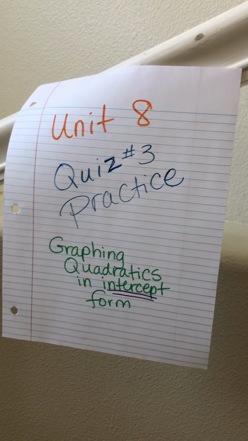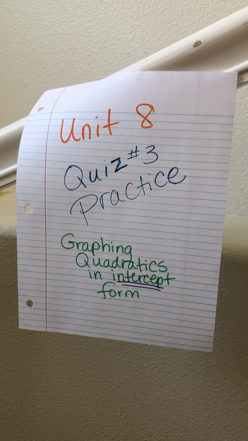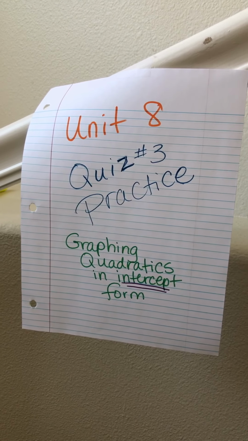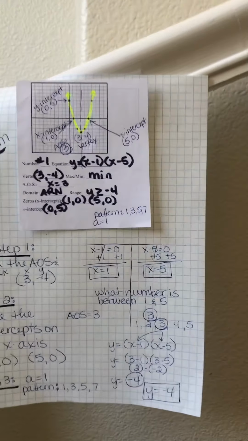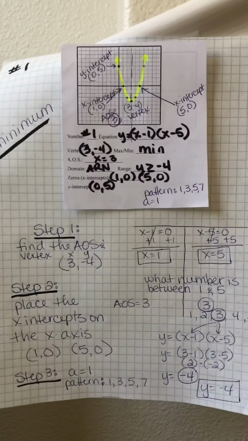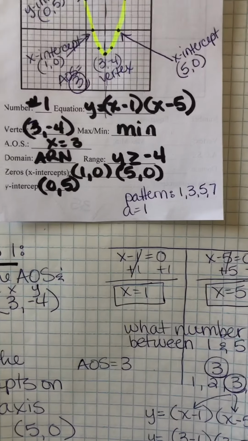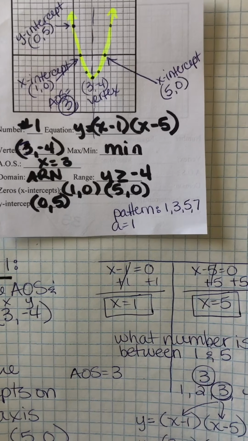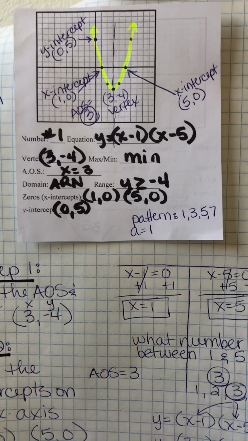Everyone, today we're going to work on Unit 8, Quiz number 3, Practice: Graphing Quadratics in Intercept Form. We have two practice problems here, 1 and 2. Okay, let's go to number 1. Our first equation is y equals x minus 1 times x minus 5.